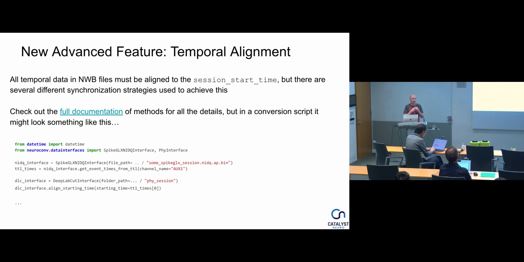So we have a SpikeGLX NIDAQ interface. You just point it at the NIDAQ AP bin, and it has a built-in method called get_event_times_from_ttl. All it asks for is the name of the channel on that board, and it will return to you an array of times extracted from those TTLs. There are also a bunch of parameters for how you actually perform the parsing of the signal based on noise levels and whatnot, but the defaults have generally worked fairly well.